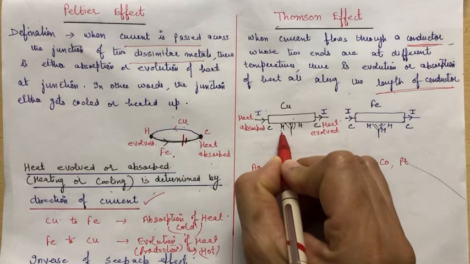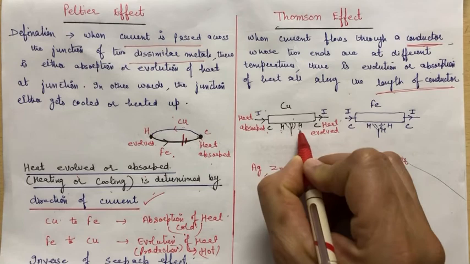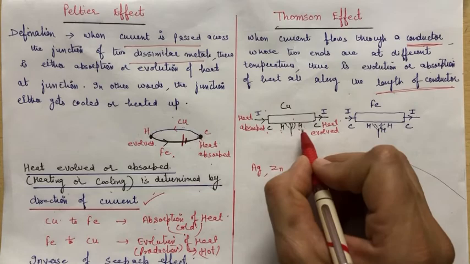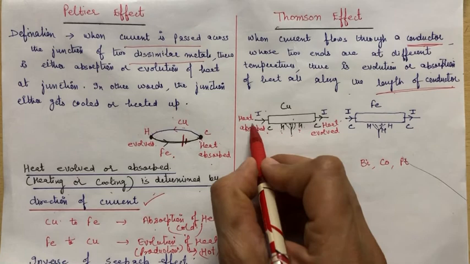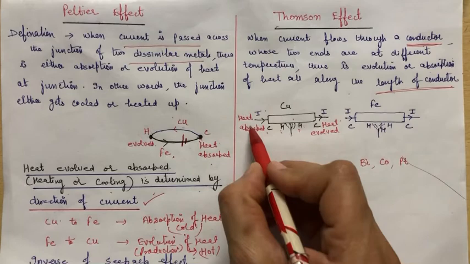Similarly, this junction is hot, or this end, you can say, not a junction, because the junction is not here, since here we are using only one conductor. So this is the hot end, this is the cold end. And when current flows from cold to hot end, it also depends upon the direction of current, here the heat is absorbed or evolved.